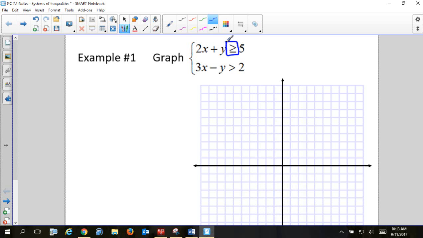You remember shading? We're going to be shading today. But with the line itself, we are going to graph the line itself, but with this line, since it can be equal to, since there's a line under that greater than symbol, it is going to be a solid line when we graph it. But you look at the second equation, and this one is only greater than. It is not equal to.